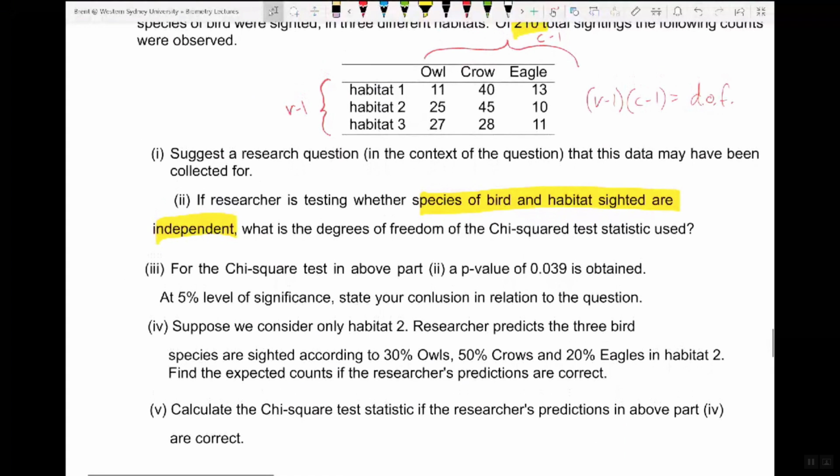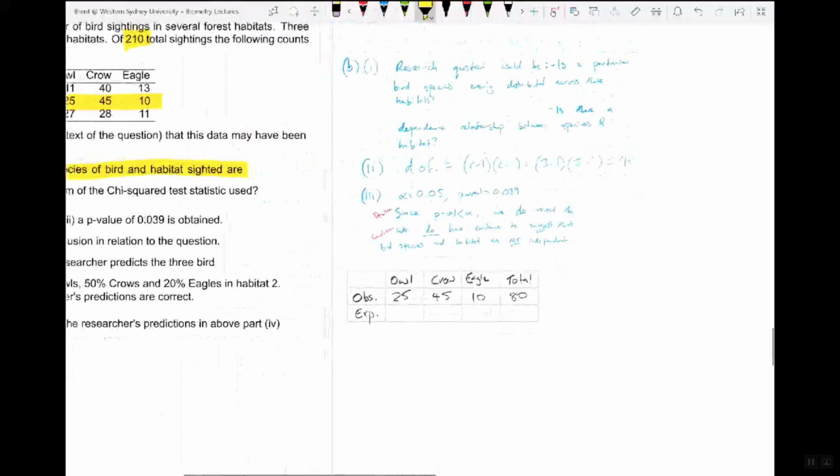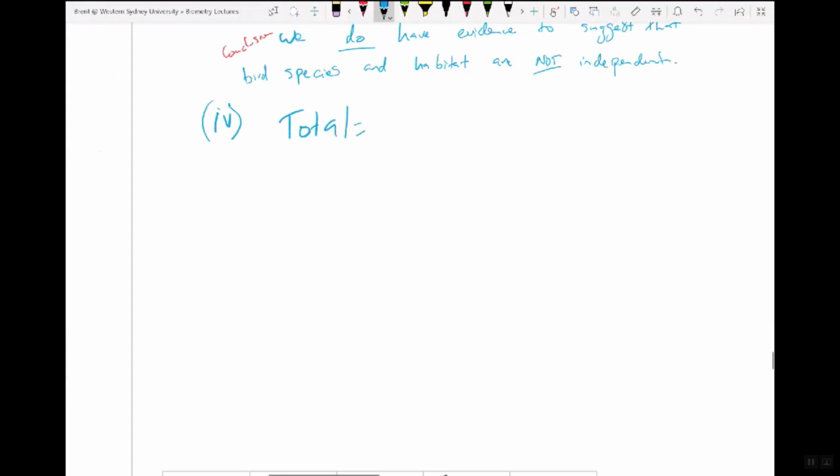What are my expected counts? Expected number of owls. According to what they said in the question, they expect that out of these 3 species of birds, if you were to count them in habitat 2, 30% of them should be owls. So I'm looking for 30% of 80. Happy with that? Again, be careful when you convert from percentage to proportion. If you multiply 30 by 80, you're going to get a ridiculously large number of owls. Make sure that you do that conversion. 30% of 80 is 24. You can type that into your calculator to check that. That's the expected number of owls.